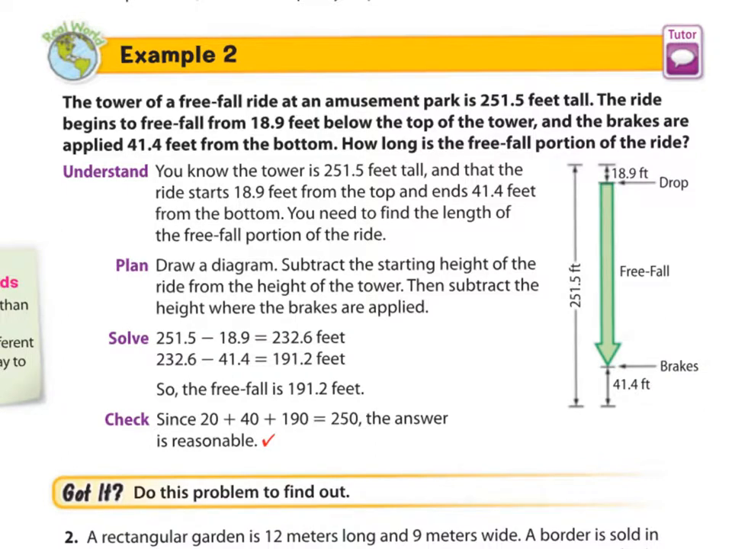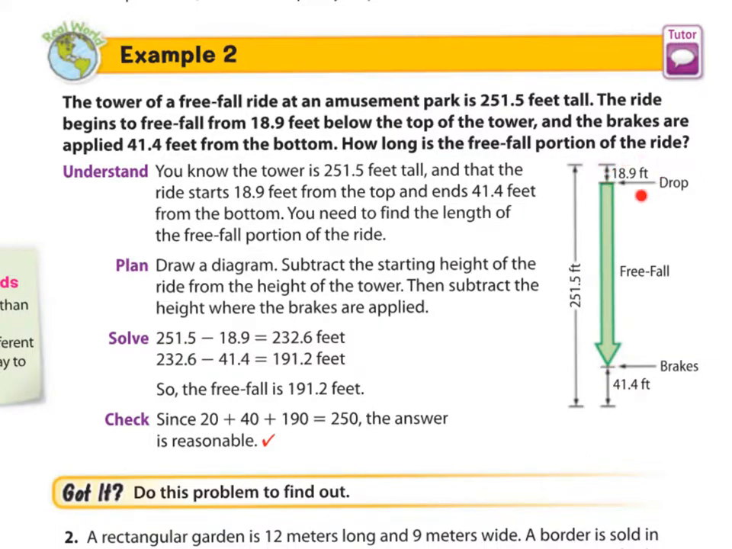So even though they call this entire fall a free fall, you're really only free falling for this part of it, because it starts to roll and the brakes are released, and then you actually free fall on the ride, and then the brakes are applied here so that you don't crash to the ground, obviously. So what do we have to do?